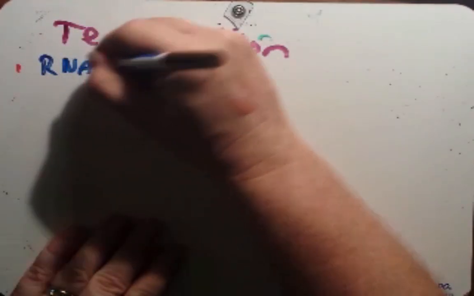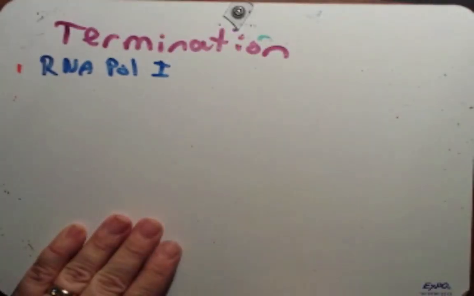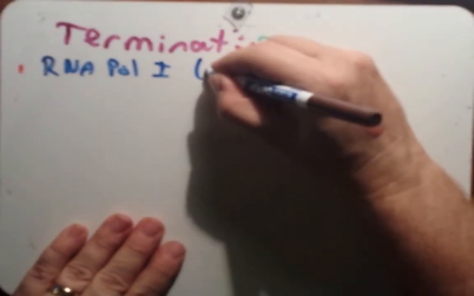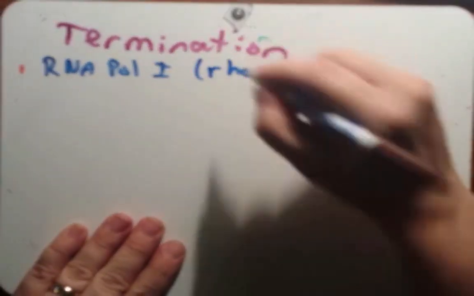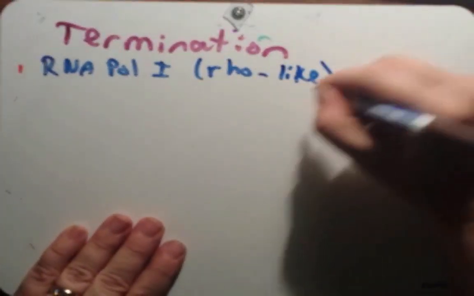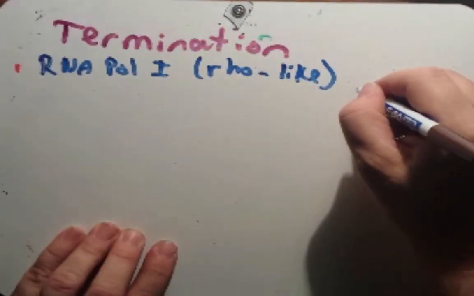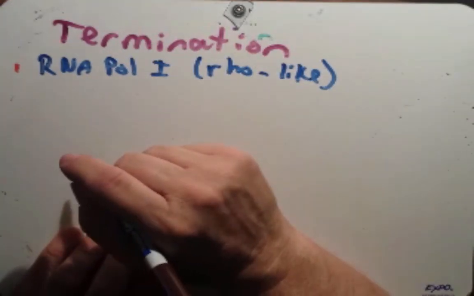RNA polymerase 1 terminates similar to having that rho-like protein. It's not a rho factor like we saw with bacteria, but it's rho-like. It's very similar. We're not going to talk about it in great detail, but I wanted you to know briefly how it terminated.